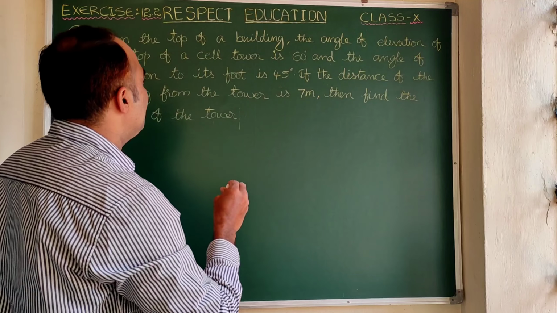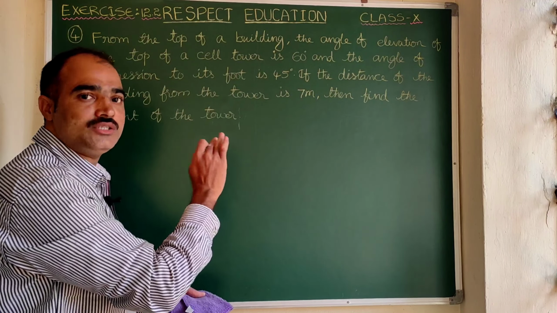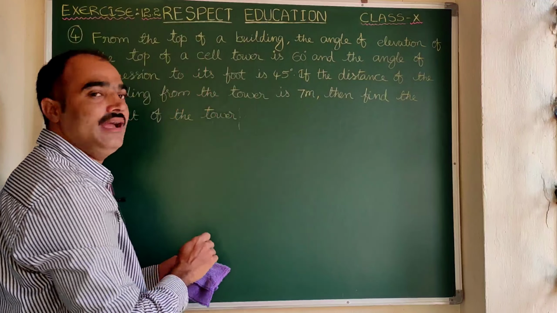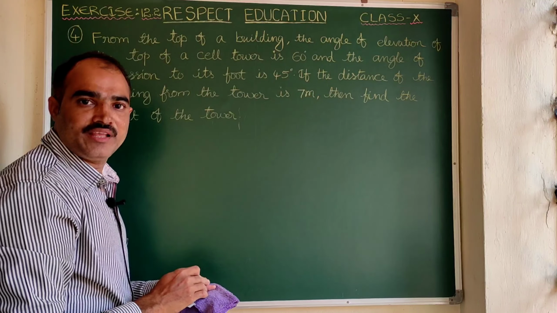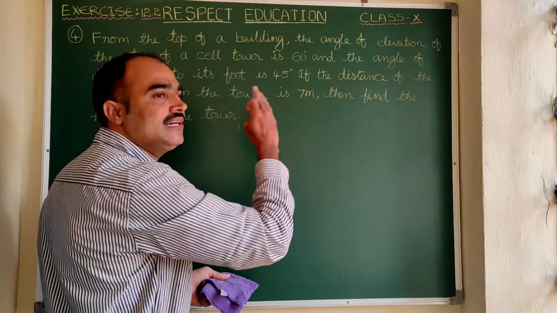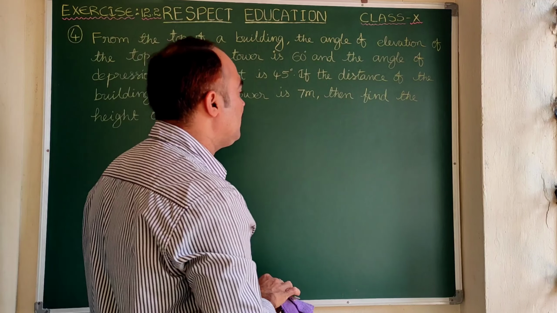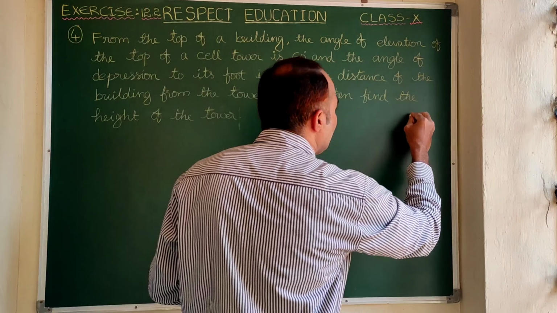Here, if you observe carefully, this is a question which has two objects. One is building, another one is cell tower. As you know, usually cell tower is higher than the building. That is the first clue. So let us draw accordingly the suitable diagram.